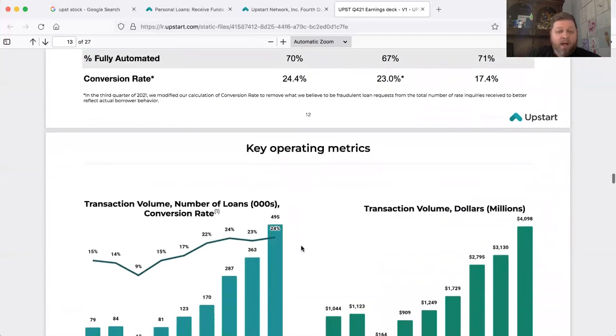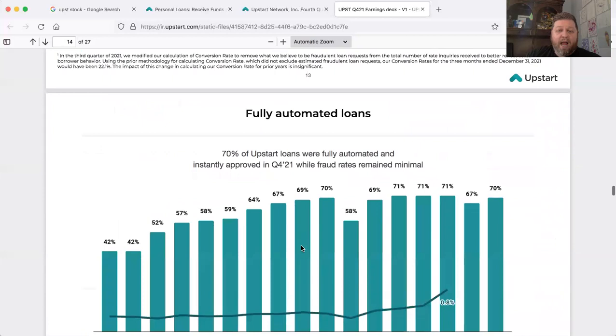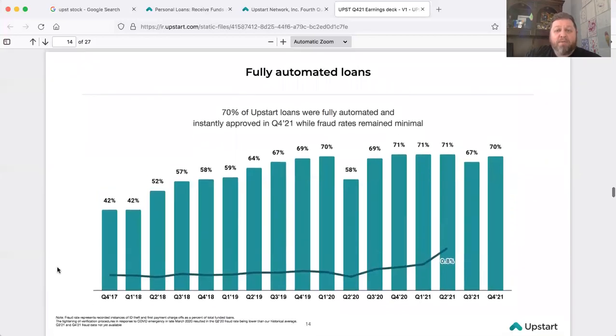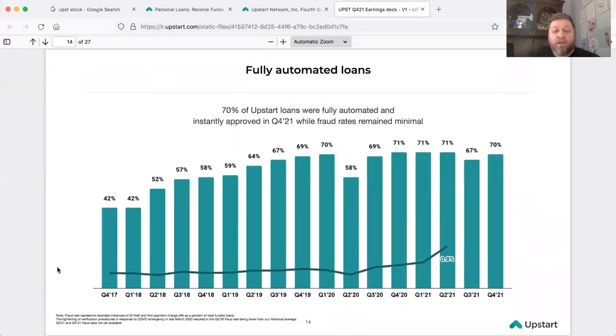Wow. And then there's some other good stuff in here. I didn't really want to go too crazy and go into all the details here. But even looking at this from a fully automated perspective, I think I mentioned this earlier, 70% of the loans were fully automated and instantly approved in Q4 21, while fraud rates remained minimal.